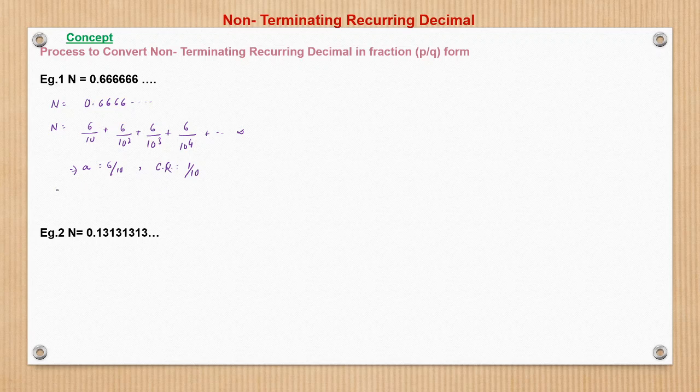So now the sum of the GP, which is n, for an infinite GP is a upon 1 minus r. So it will be 6 by 10 upon 1 minus 1 by 10, so it becomes 6 by 9, right? This we can further simplify to the simplest form of a fraction, which is 2 by 3. So this is method 1, right? Now we will see method 2.